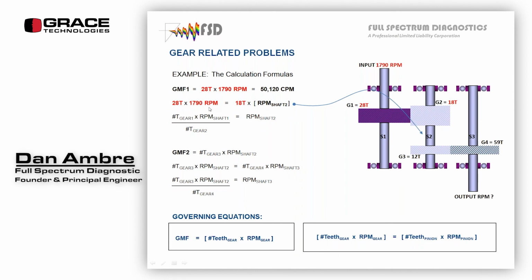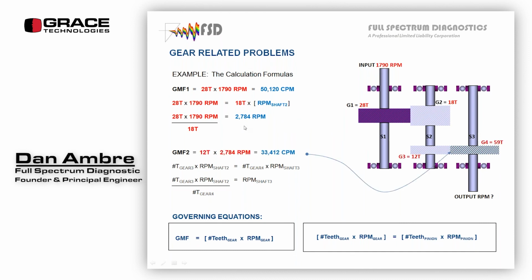28 teeth times 1790 is the gear mesh frequency. The intermediate shaft is 18 teeth, and its speed is unknown at this point. So I divide both sides by 18 teeth, which I have down here, and I get 2784. That's the speed of the intermediate shaft. Okay, so I calculate the gear mesh frequency, which is 1790 times 28. Since they're touching, they share a gear mesh frequency. So I divide that gear mesh frequency by 18. I get the speed of the intermediate shaft, the unknown in this equation, and it's 2784.